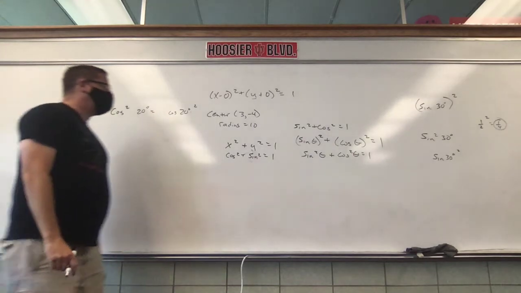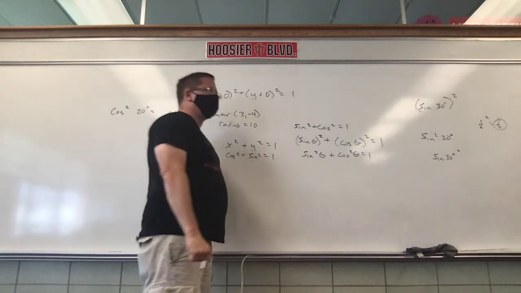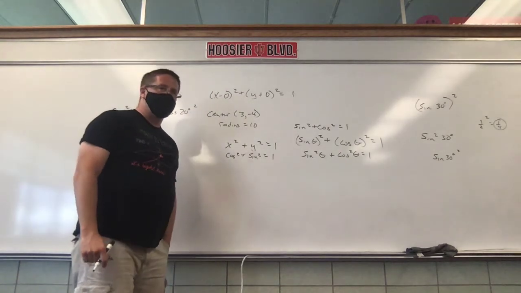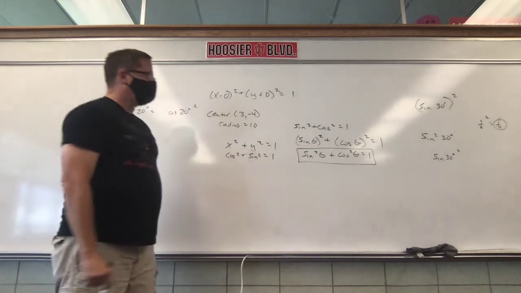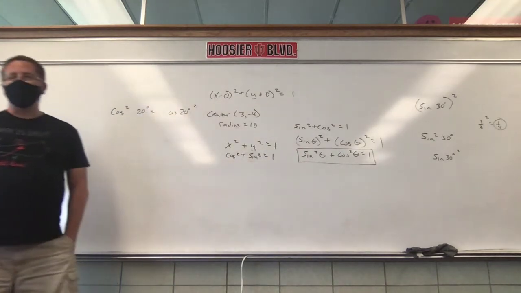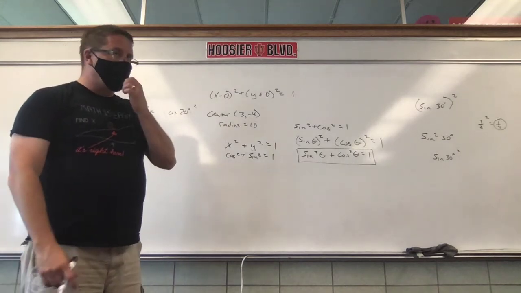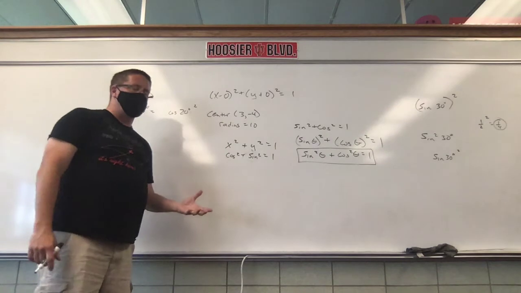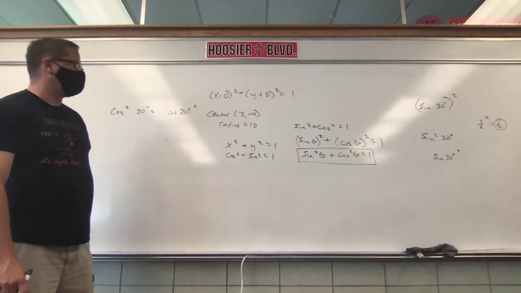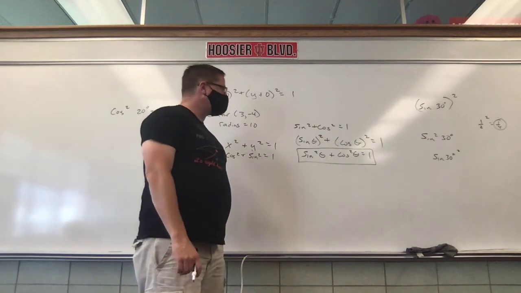So, here's what you need to jot down. This is one that you really need to memorize over the next few days or so, okay? Put that on your unit circle somewhere, on the back of your unit circle. Sine squared of theta plus cosine squared of theta equals 1, okay? I'll say sine squared plus cosine squared is 1, but I really should say sine squared of theta plus cosine squared of theta equals 1, okay?